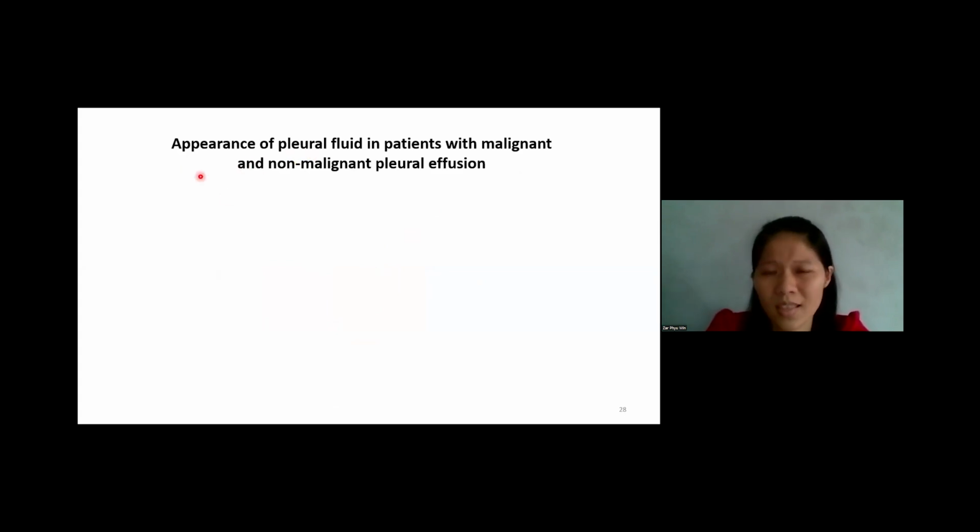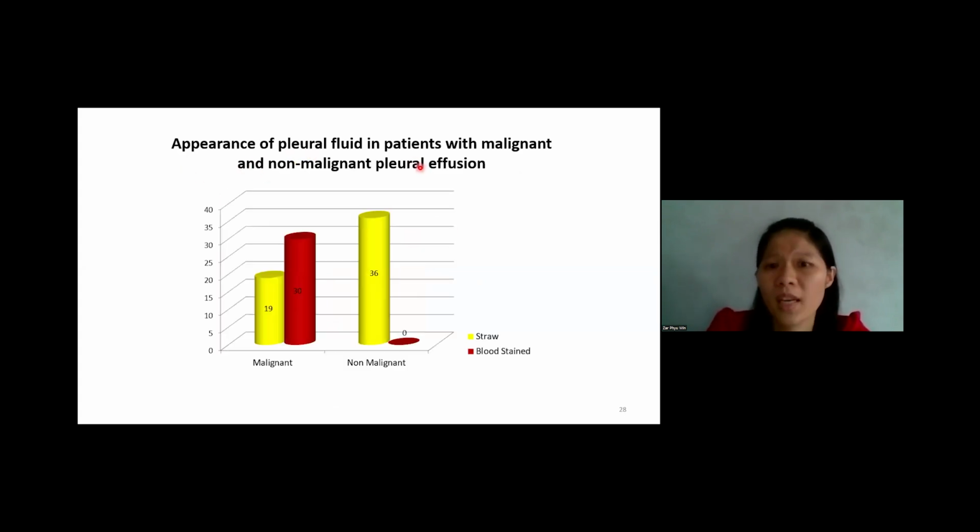When we did the study, the main appearances were straw and blood-stained. So when we relate this with malignant and non-malignant pleural effusion cases, we can see here, all the blood-stained pleural effusions in this study were caused by malignancy. Among the straw-colored fluid, one third of patients had a malignant cause.